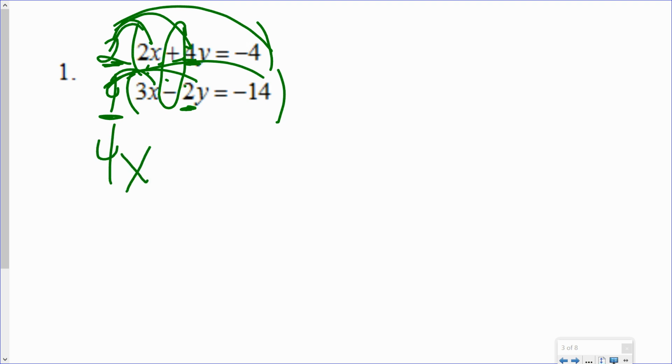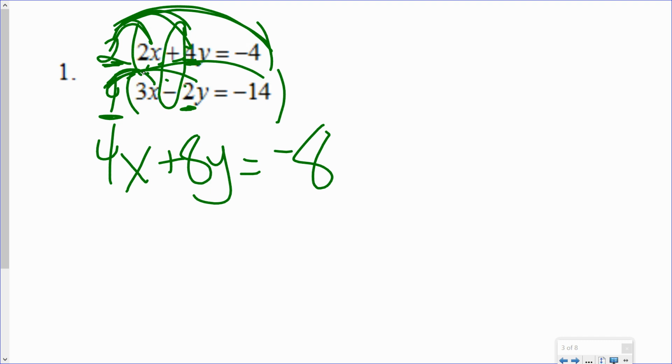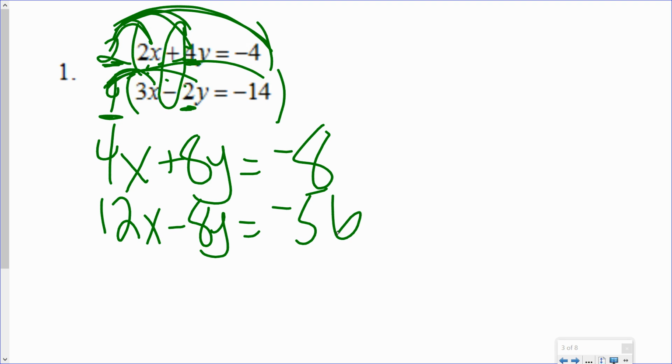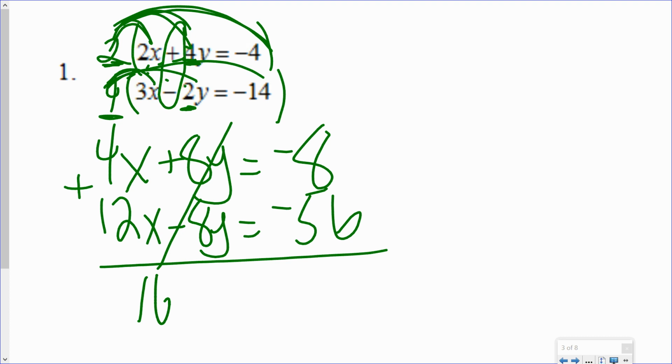So I'm distributing the top. 2 times 2x is 4x. 2 times 4y is 8y. 2 times a negative 4 is negative 8. I'm distributing the bottom. 12x minus 8y equals negative 56. Now I add them together. The whole point is for the y's to cancel, and as you can see, positive 8y and negative 8y will cancel. Add my x's together, I get 16x equals negative 64.